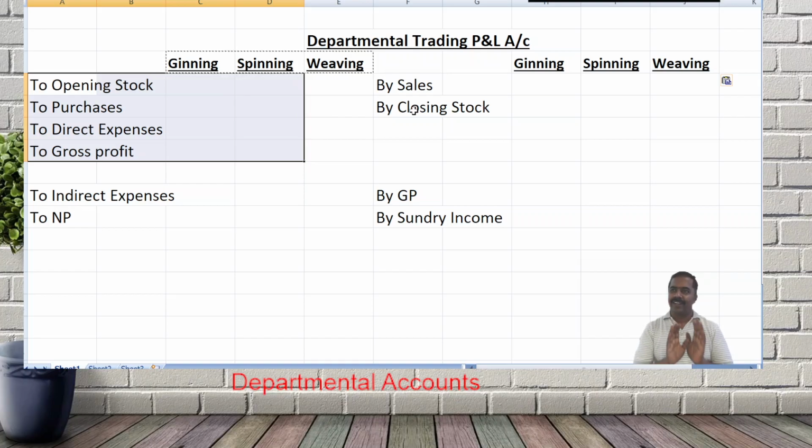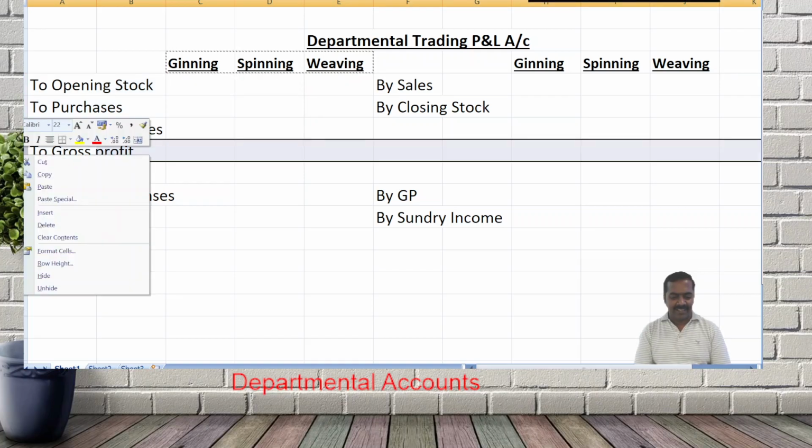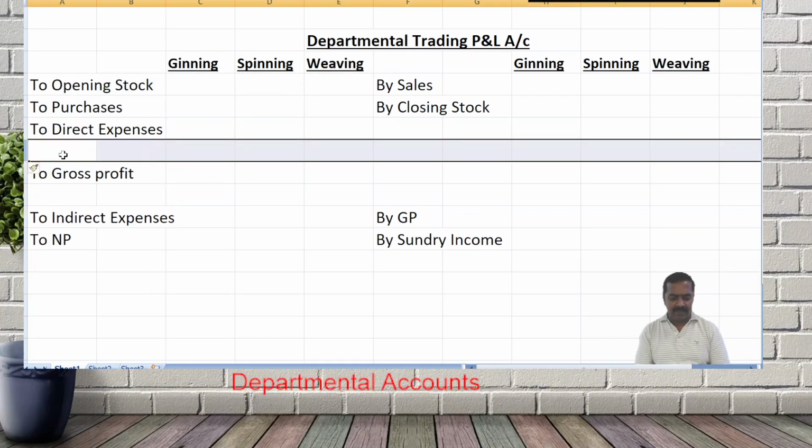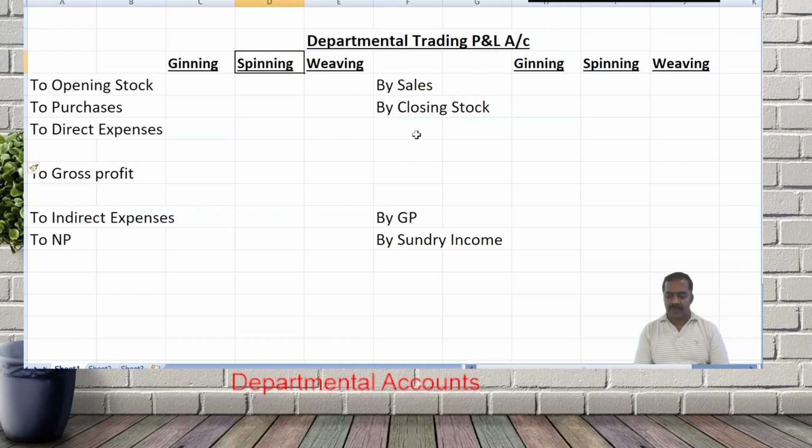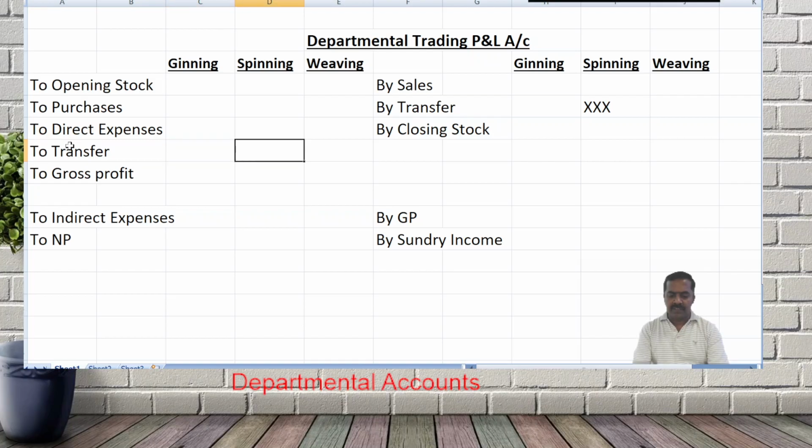Simple accounting rule: debit the receiver, credit the giver. For example, if spinning is transferring, we will put by transfer. In which column will you record it? Credit the giver, spinning, to transfer. Who is receiving? Weaving is receiving. Now we will debit weaving.